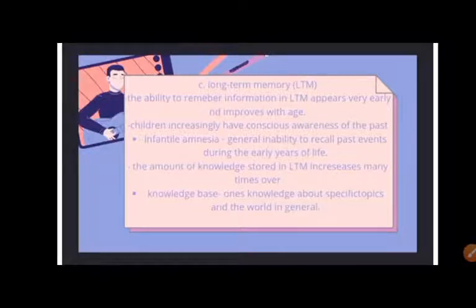The next is the knowledge base: one's knowledge about specific topics and the world in general.